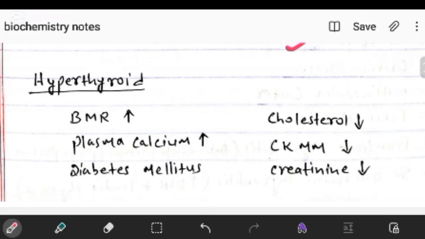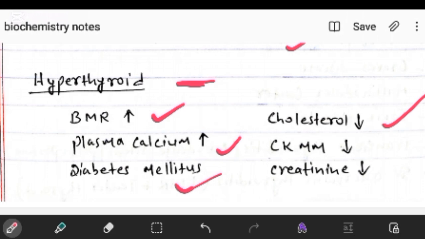Now, in hyperthyroid, BMR increases, plasma calcium increases, diabetes mellitus is observed in hyperthyroid, serum cholesterol level decreases, CK-MM, creatine kinase MM decreases, creatinine decreases. In hyperthyroidism only, BMR increases and plasma calcium increases.